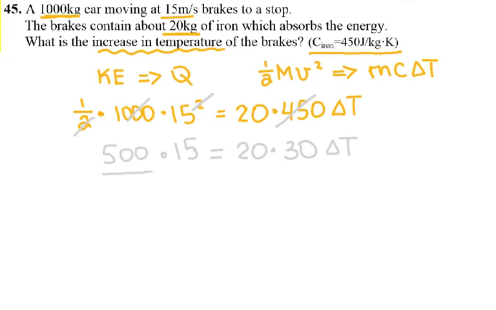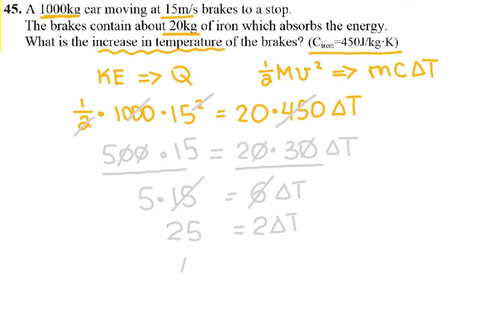Then I see that both sides have 100 in them, so I'm going to cancel that 100 from both sides, and I have 6 delta T is equal to 5 times 15. I also see that I can divide by 3 both sides, so I have 2 delta T is equal to 25. So delta T, increase of the temperature, is going to be by 12.5 degrees Celsius. So the temperature of the brakes is going to increase by 12.5 degrees Celsius.